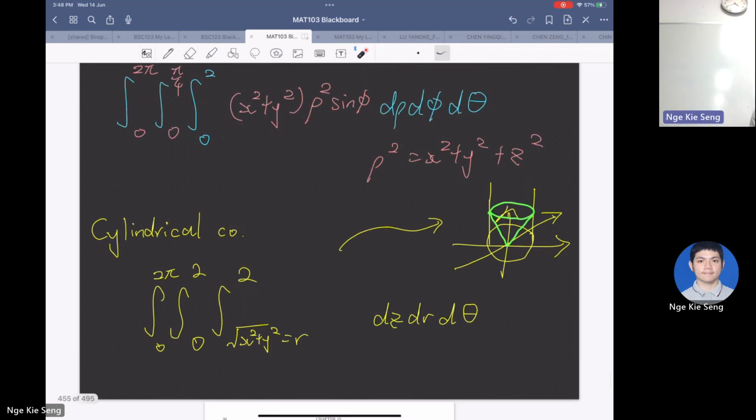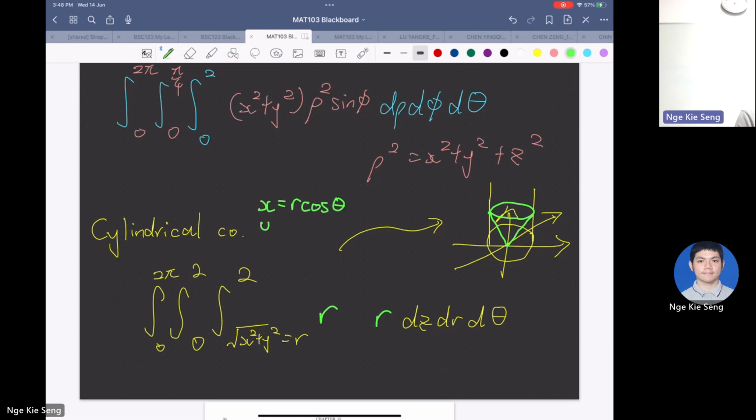Okay. So cylindrical coordinate. So what happened to our function here? What's the Jacobian we have? We have r. And then what happened to our function x squared plus y squared? So x squared plus y squared becomes just r squared as well, right? Because in cylindrical coordinate, what do we have? We have x equals r cos theta, y equals r sin theta, and z equals z. So x squared plus y squared satisfies the equation equals r squared.